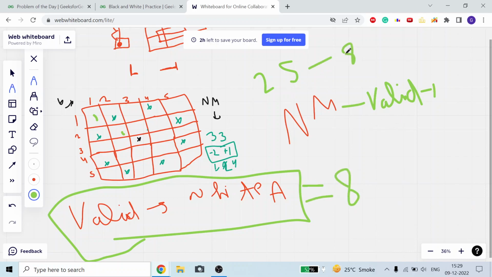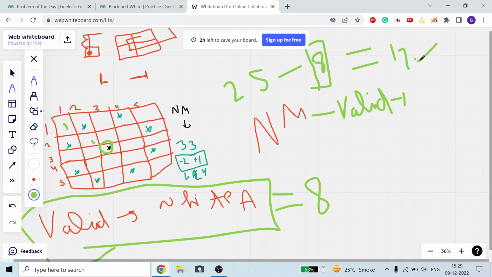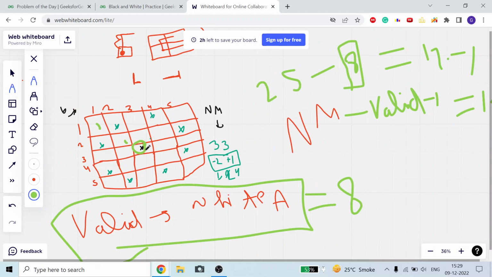So 25 minus 8 will remain how much? 17. But we have 16 positions. Just count 1, 2, 3, 4, 5, 6, 7, 8, 9, 10, 11, 12, 13, 14, 15, 16. It is 16. Why minus 1? Because one position is occupied by my black cell as well. So 8 are the positions in which I cannot put my white cell because it will attack my black, and one position is occupied by my black cell, so I decrease by 1. So if I put my black cell here, then I have 16 valid cells.